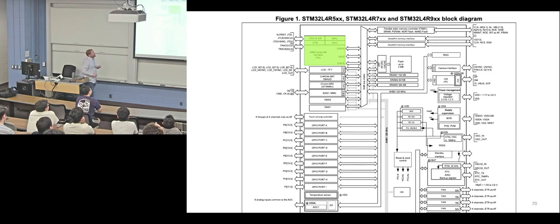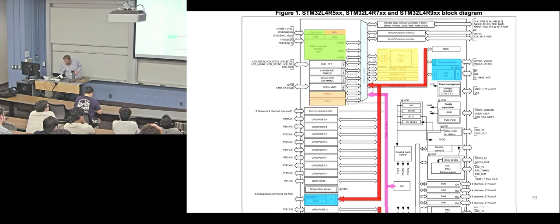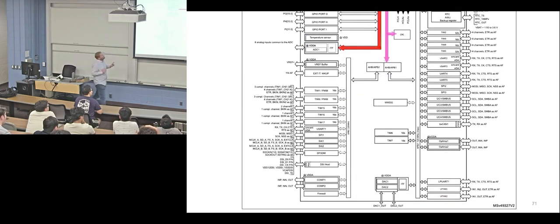So here we have your core. We talked about that. You have your SRAM. You've got your memory protection modules, DMA controller. Here's your advanced peripheral bus and your low performance bus. Actually, there are two advanced peripheral buses on there. Then they go to your bridge. And in this particular chip, they have two advanced high performance buses and two advanced peripheral buses.